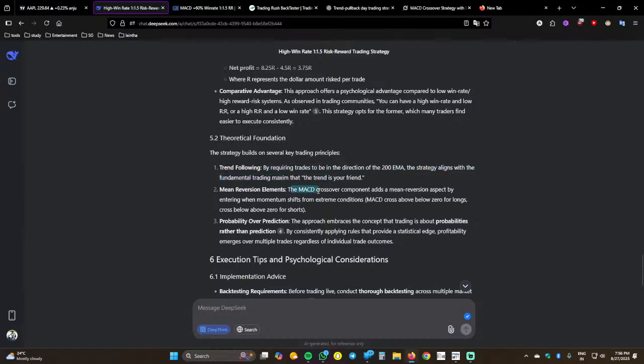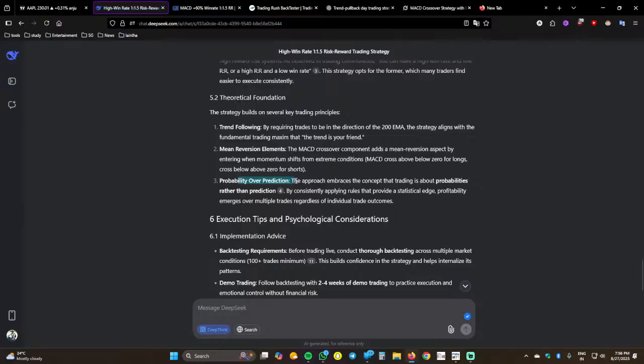Mean reversion elements. The MACD crossover component adds a mean reversion aspect by entering when momentum shifts from extreme conditions. MACD cross above below 0 for longs, MACD cross below above 0 for shorts. In simple words, a bullish signal crossover should happen below 0 and a bearish crossover should happen above 0.